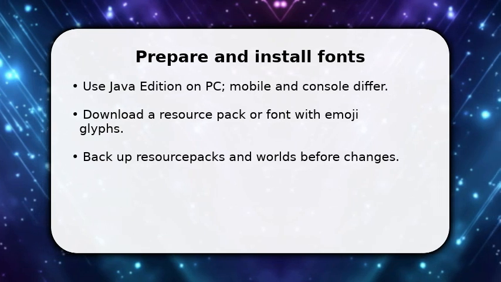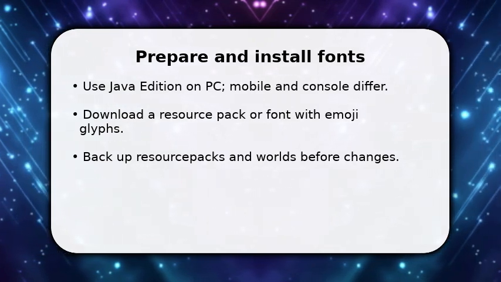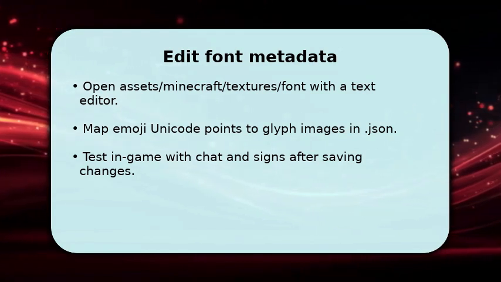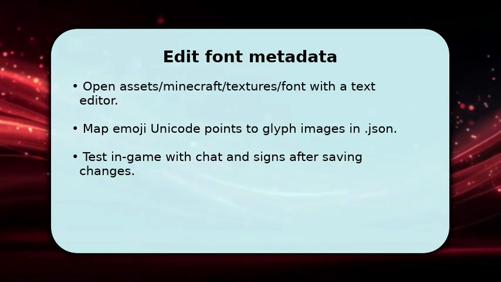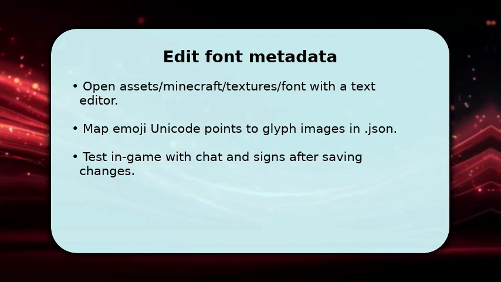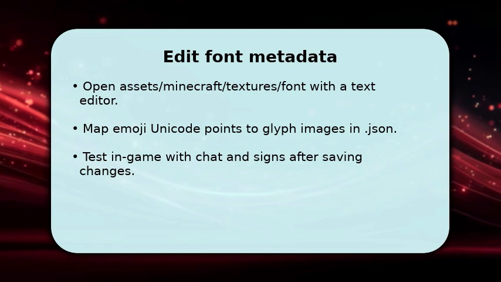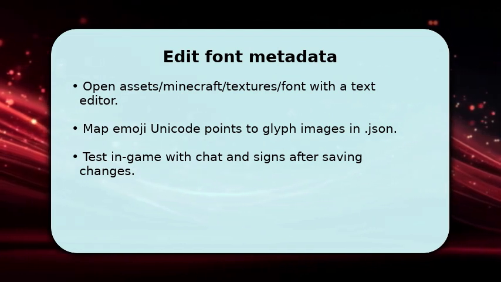Next, you edit the font files to map emoji code points to images. Locate assets/minecraft/font and open the font provider JSON, add entries for the Unicode positions you want. Reference the emoji sprite sheet in textures. Save and pack the resource pack correctly.